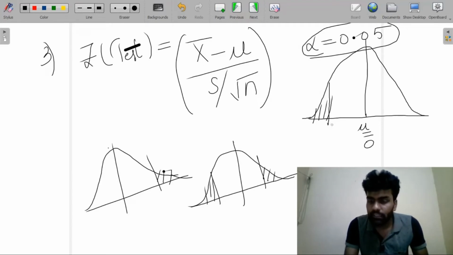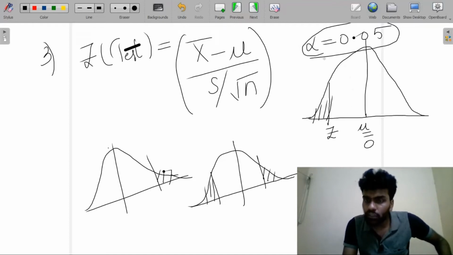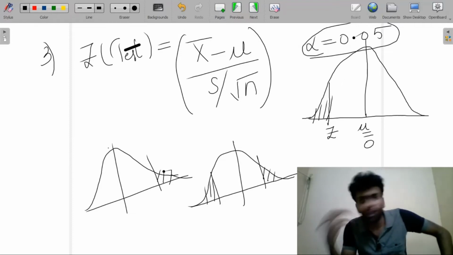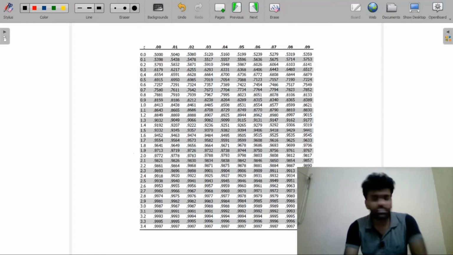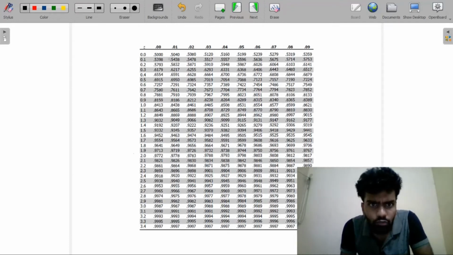For this alpha equal to 0.05, we should find the z value. As I told you, if it is a standard normal distribution, all the points are z scores. If it is a normal distribution, then it will be points, but here it is a standard normal distribution. We should find the z values, z scores. So what's the z value for 0.05? We can find this using the z table. This is the z table. So what's the value we want to find? 0.05.